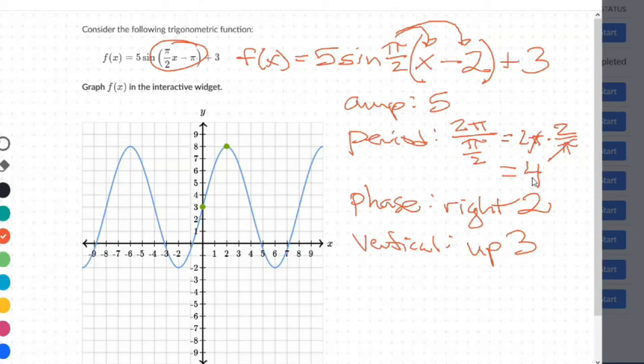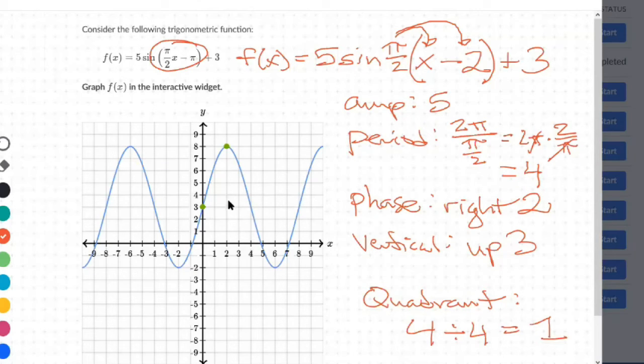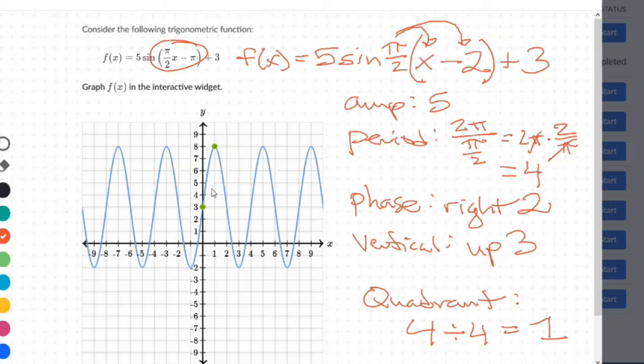Period is 4. But we talked about yesterday that when you know the period, you also can figure out what 1 quadrant worth of that period is by just dividing it into 4 parts. So if I take 4 divided by 4, because there's 4 quadrants in a unit circle, I get 1, which means this point right here should happen after 1 unit. All right, so that means if I put this point at 1, that would be the first quadrant, so going up to sine's maximum.